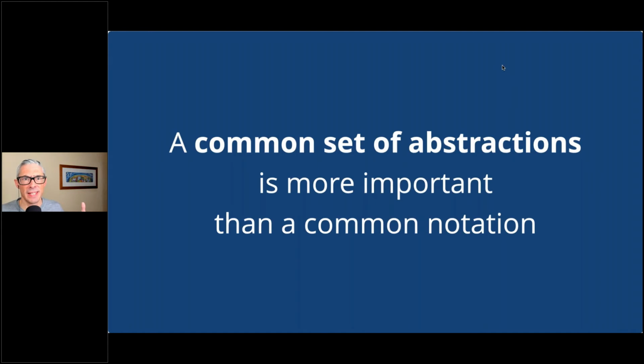Now, of course, if you think back to the electrical circuit diagram, when you draw that zigzag, we all know what that zigzag means. And I actually think that's a really good point to get to in the software industry. So when we draw a box, we know exactly what that thing represents. But I don't think we're there yet. I think we need to do some more work. So yeah, a common set of abstractions, I think, is more important than a common notation.